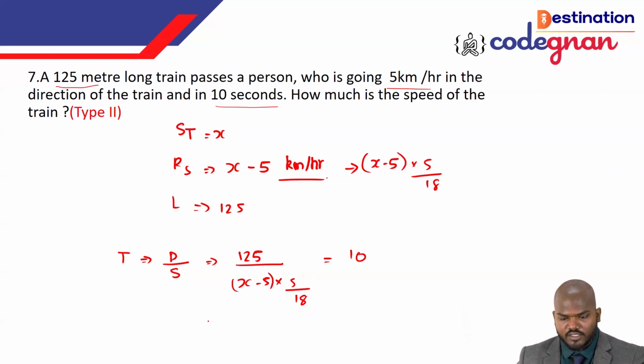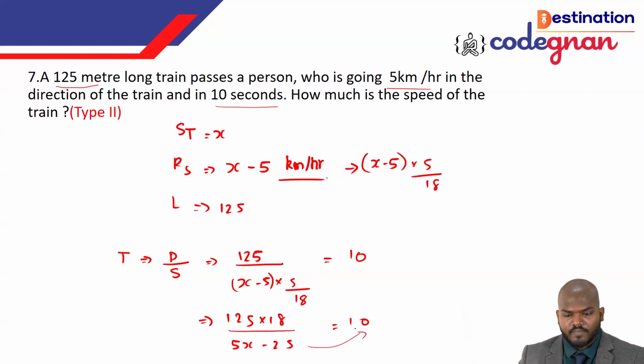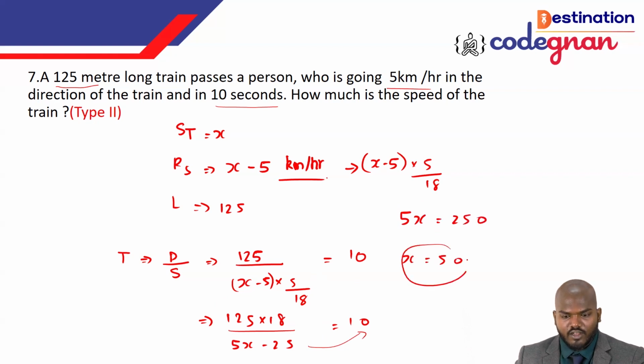If you take this value to this side, it will come like this. That is 125 times 18. So below that, 5x minus 25 is equivalent to 10. Take the value to this side, and it will give you 5x equal to 250. That x we can call 50 kilometers per hour. This is the answer we can say here.